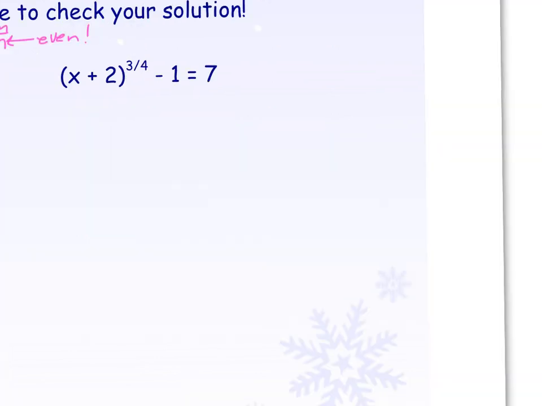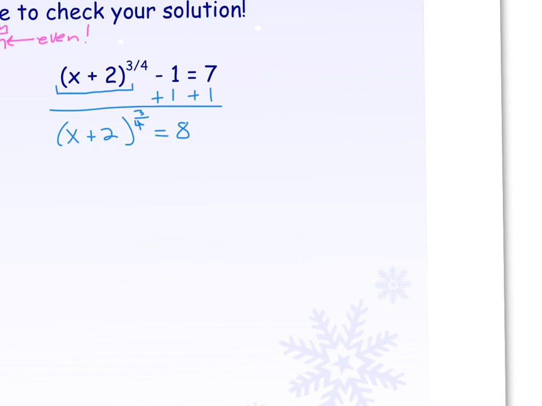For our last example, we have x plus 2 to the 3/4 power minus 1 is equal to 7. When we think about what's happening here, our exponent is with a parenthesis, meaning x plus 2 is the total base. So we want to get that by itself first. We'll have to do that by moving 1 to the other side. And that gives us x plus 2 to the 3/4 power. On the right, 7 plus 1 is 8.